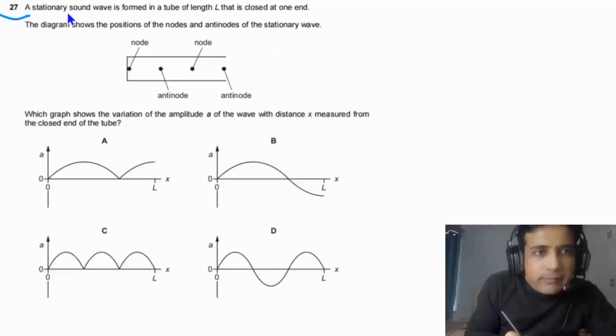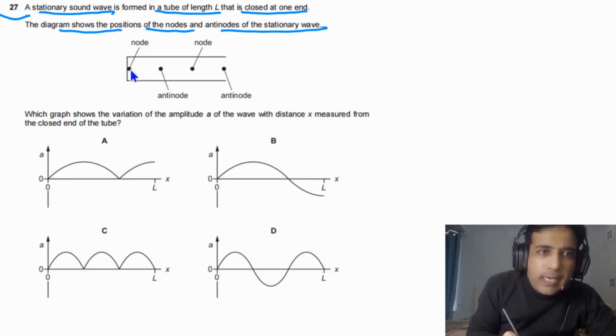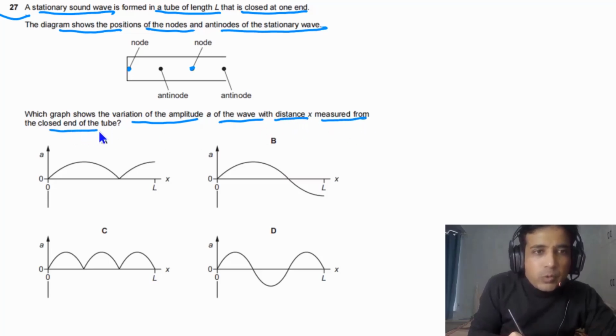For question number 27, it is given that a stationary sound wave is formed in a tube of length L that is closed at one end. The diagram shows the positions of the nodes and antinodes of the stationary wave. In this case, we have two nodes and two antinodes. We need to find which graph shows the variation of the amplitude of the wave with distance x measured from the closed end of the tube. Here the distance is equal to 0, and we have a node here, so the graph has to start from 0.